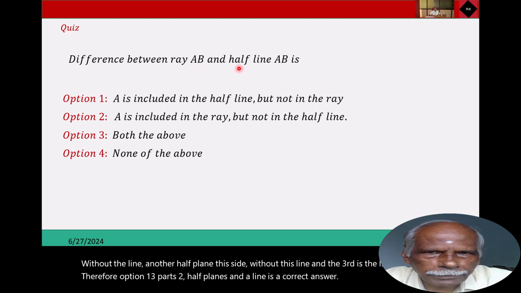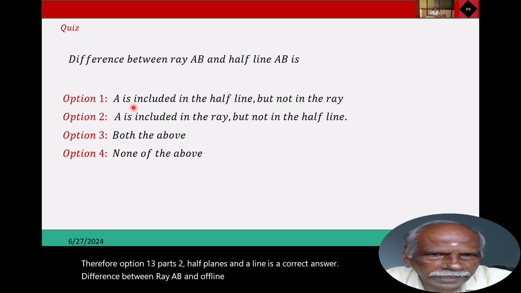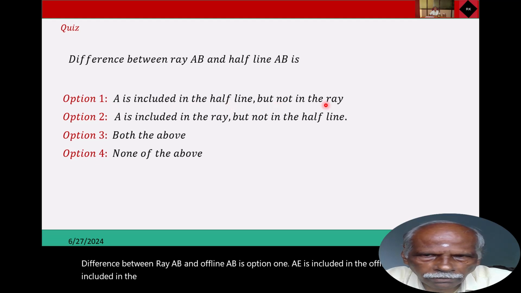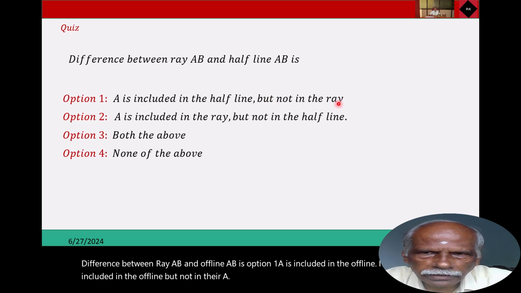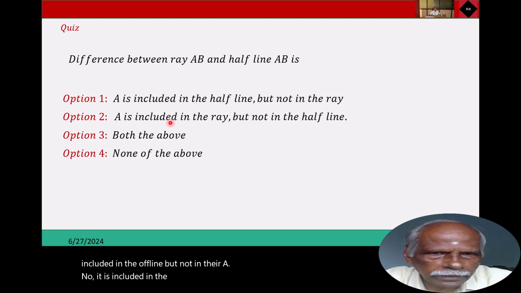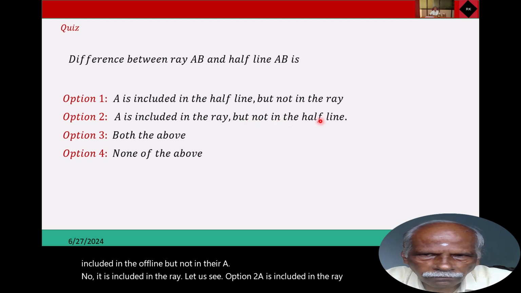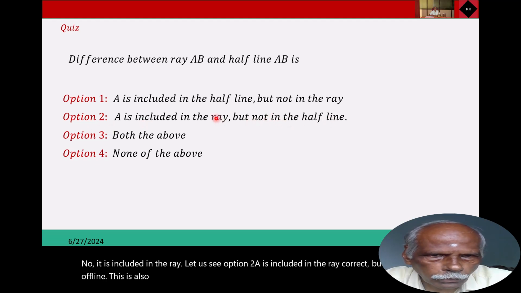Difference between ray AB and line AB: option 1, A is included in the line. No, A is not included in the line, but not in the ray. No, it is included in the ray. Let us see option 2, A is included in the ray, correct, but not in the line. This is also correct. Therefore option 2 is the correct answer.